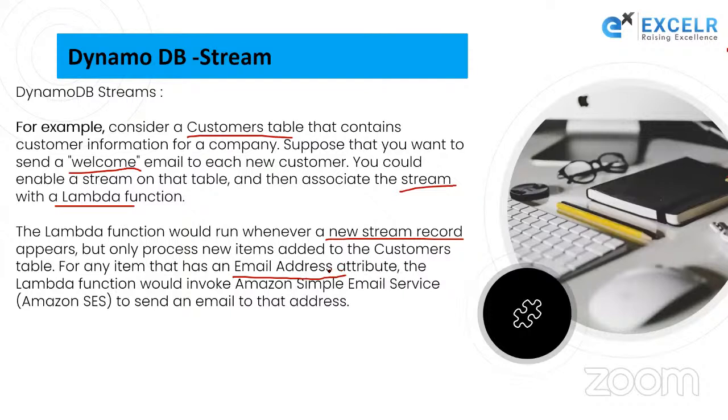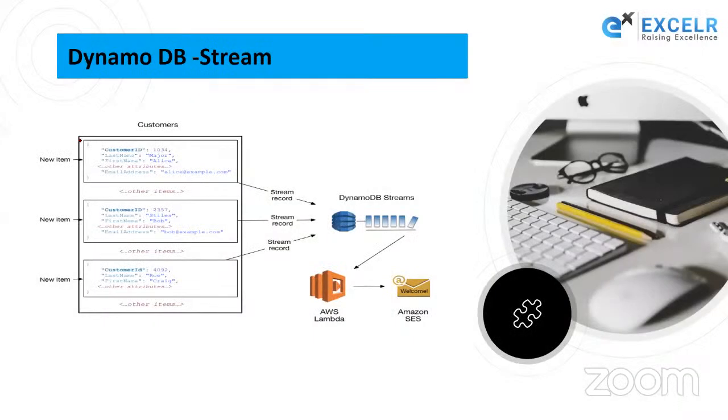It will go and check that email attribute. If there is an email attribute, it will invoke SNS and send an email, or it can invoke SES as well and send an email to that particular address. So here are the contents of the customer table, and you can see there is an email attribute here, and here there is no attribute. So whenever this attribute is available, the DynamoDB Stream will write it, a Lambda function will be triggered, and you will send an SMS or an email to that particular customer as a welcome email.